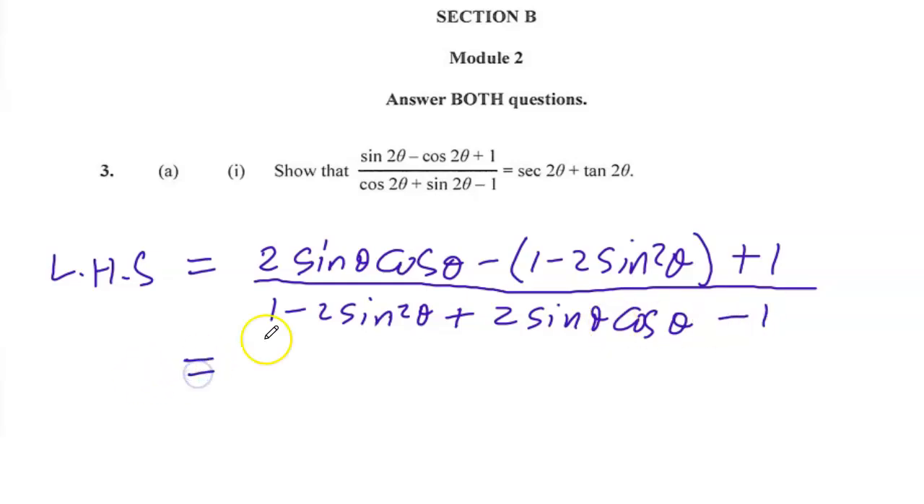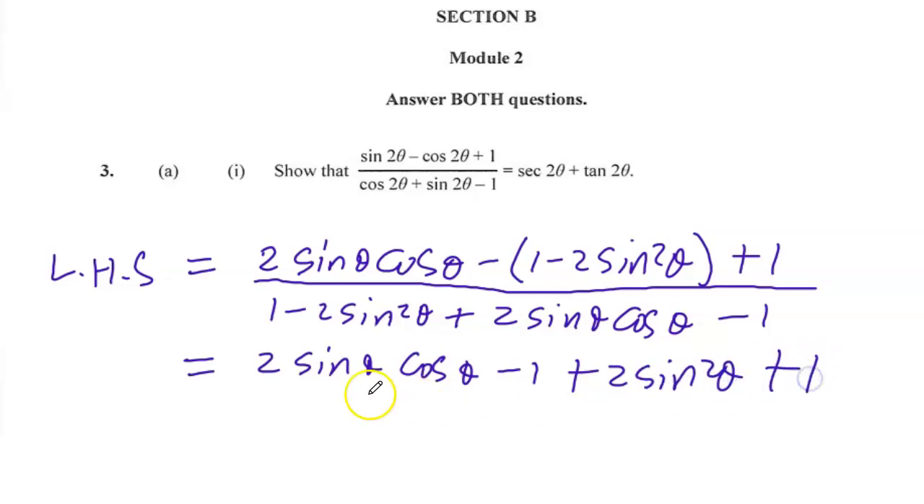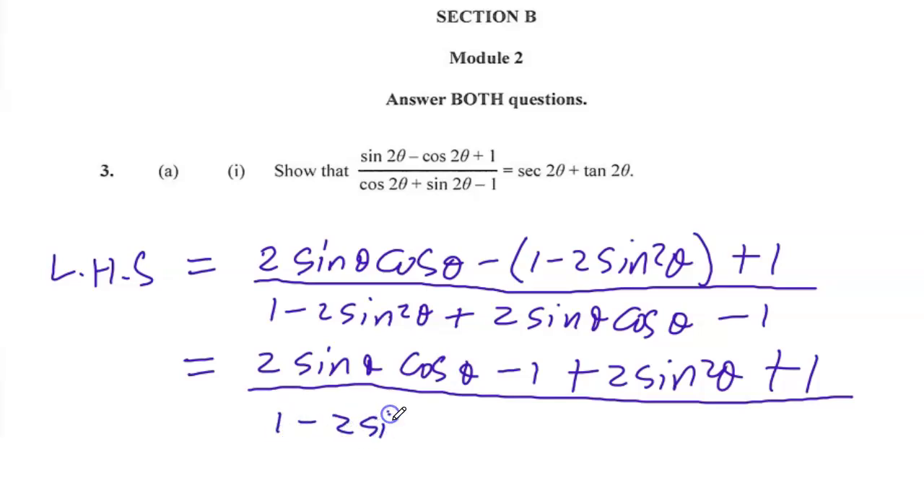So I want to show that all of this will come to sec 2 theta plus tan 2 theta. Let's expand. So we have 2 sine theta cos theta. We expand this bracket, we'll have minus 1 plus 2 sine squared theta plus 1, upon 1 minus 2 sine squared theta plus 2 sine theta cos theta minus 1.